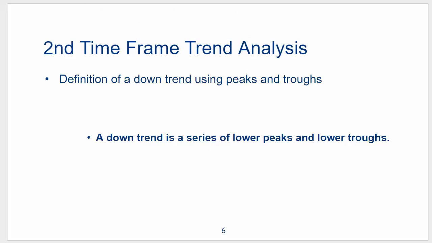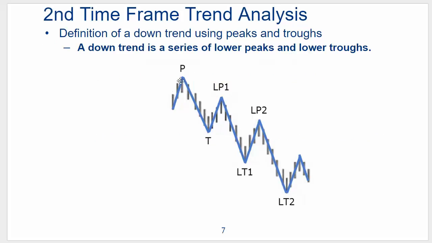And how do we define a downtrend in the second term time frame? Once again, we use the peaks and the troughs in a similar manner to how we defined the trend in the first term time frame, which was on a bar to bar basis or a candle to candle basis. Instead of using the highs and lows of the bars, we use the peaks and troughs of the swings in the trend. And here we have the market making a series of lower peaks and lower troughs, a peak, a trough, a lower peak and a lower trough.